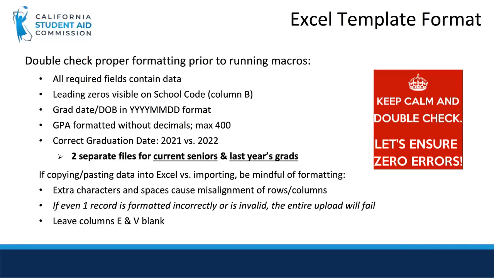It is very important to double-check your formatting. Please ensure the following have been completed before converting your file. Ensure that all required fields contain data. Leading zeros are visible on school code column B. The grad date and date of birth are in year, month, day format. The GPA is formatted without decimals and the max is 400. The correct graduation date, for example 2020 versus 2021. Two separate files for current seniors and last year graduates.